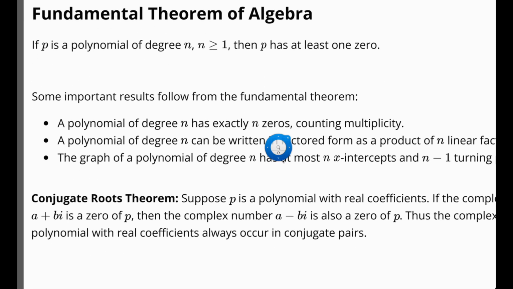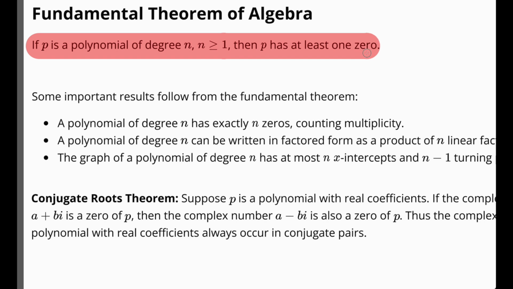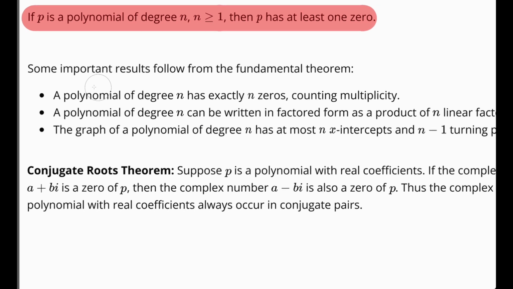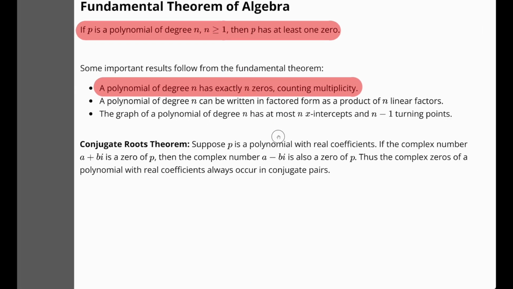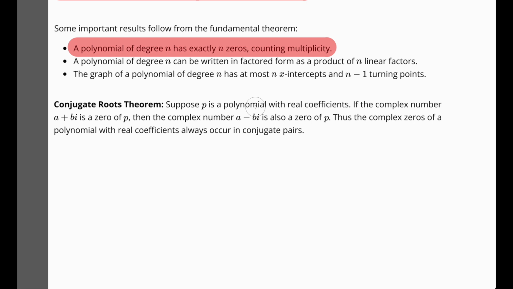Next thing we're going to talk about is the fundamental theorem of algebra. I kind of talked about this just a second ago, but basically if a polynomial p has a degree n, and n is greater than or equal to 1, then p has at least one zero. In fact, even more so than that, a polynomial of degree n has exactly n zeros counting multiplicities. So that's actually what we're going to be using primarily with this theorem. Whatever the degree is, whatever the highest power is for that polynomial, that's how many answers there are, how many zeros, how many roots there are.